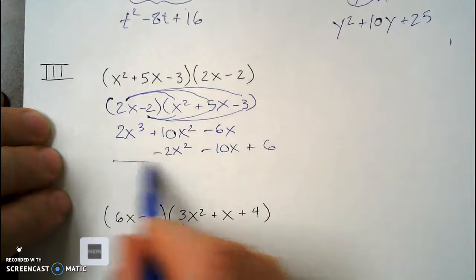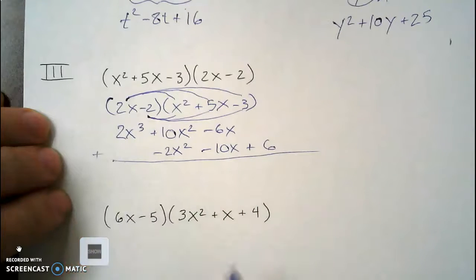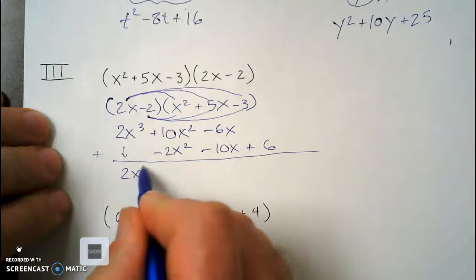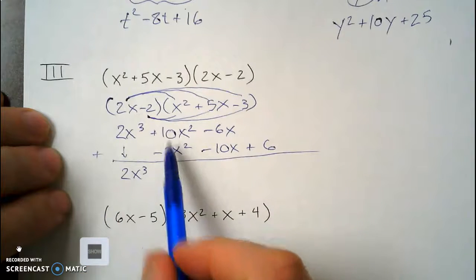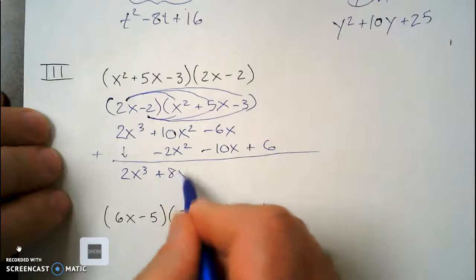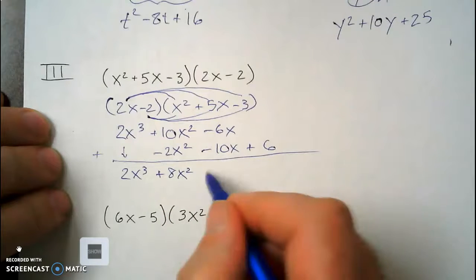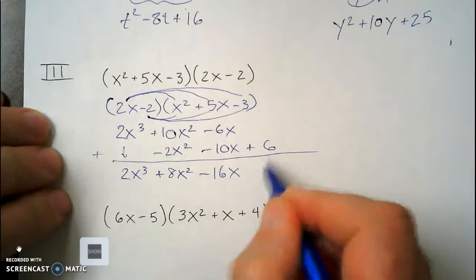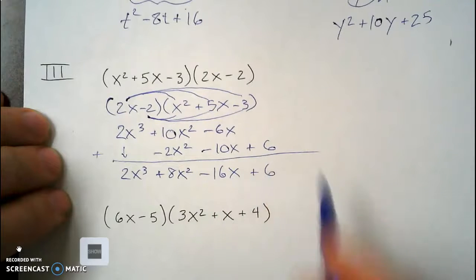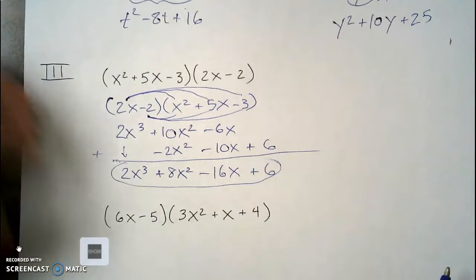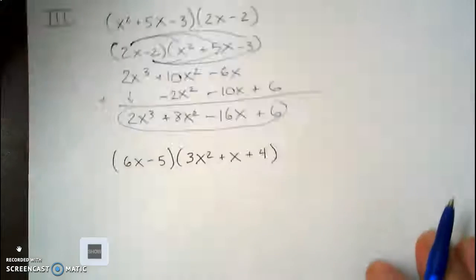See what I'm doing? I'm going to draw a line here. I'm going to combine like terms. There is no like term for the x to the third. Adding these two x squared terms gives me positive 8. Adding these two x terms gives me negative 16x, and just bring down the plus 6. That's my answer here. And I'll show you this other one. You can try it yourself.